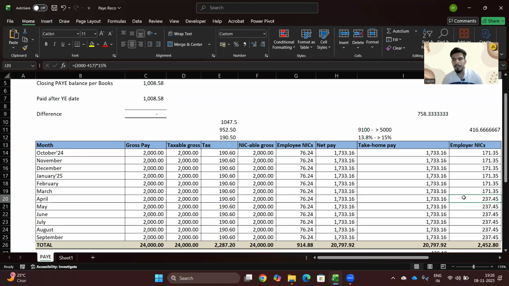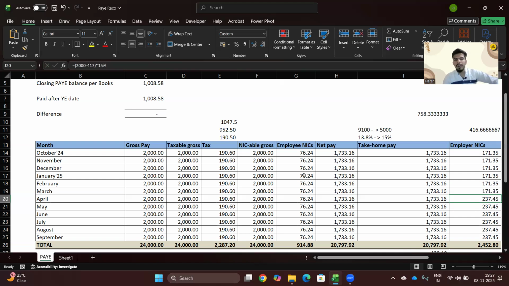So this is how the payroll works for one of the employees. Now, one of you might wonder why there isn't any employment allowance here. Employment allowance might have reduced the overall pay liability for you. But since here we have only one director, who is the only employee, we do not get employment allowance, right?